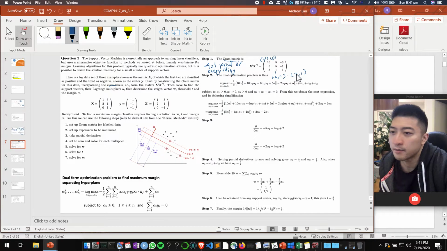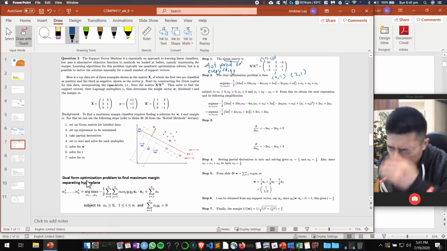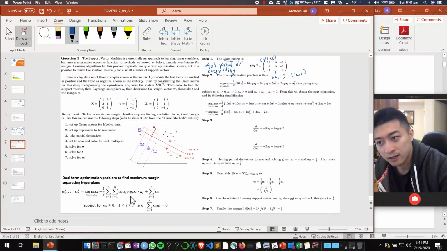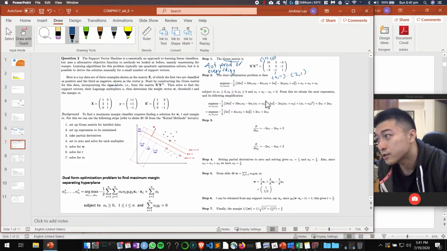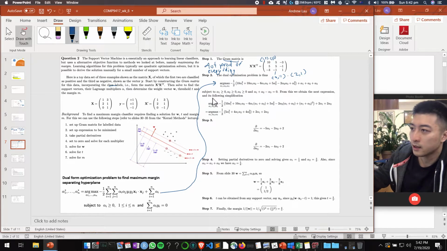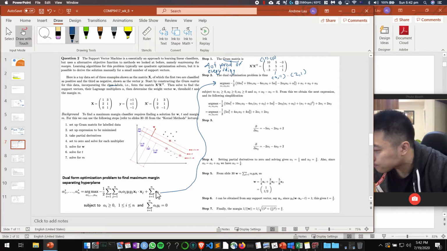Okay, you don't need it, but it can just make things easier, right? Now, this is the dual form of the optimization problem using Lagrangian multipliers, and it's derived in the slides. So all we need to do is plug this into here. So take the sum of negative half, sum of everything.